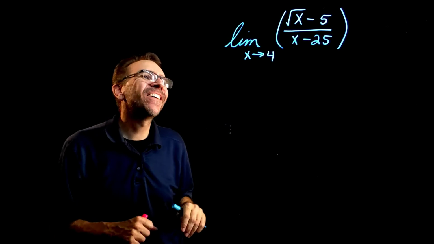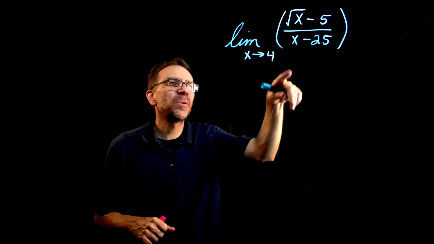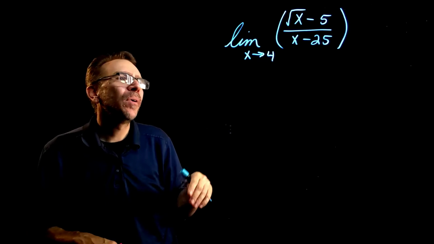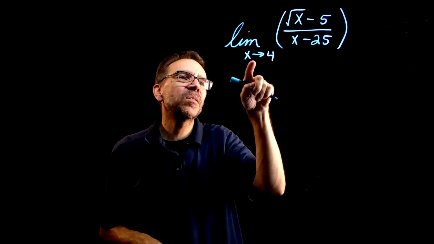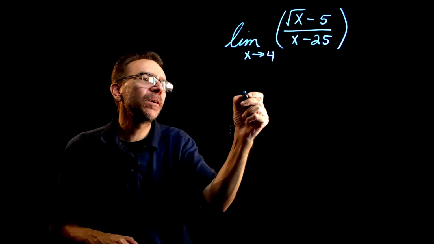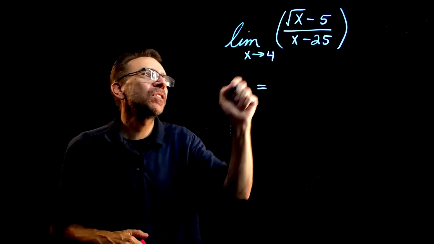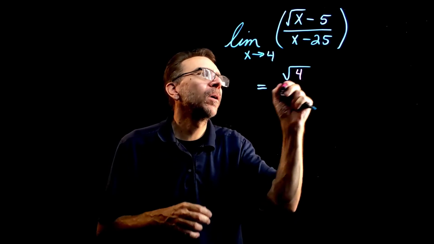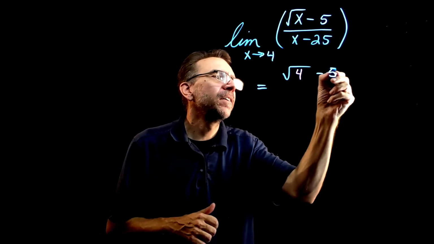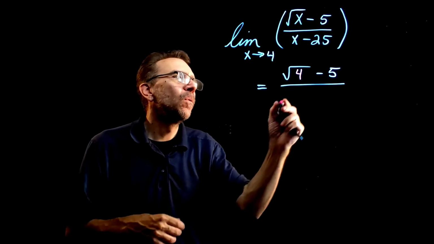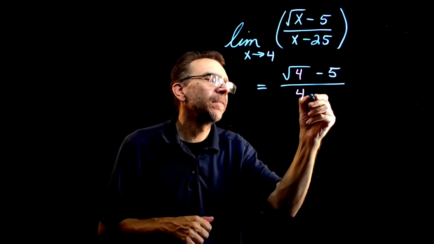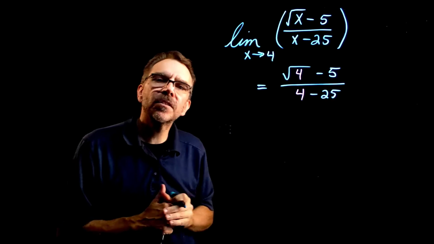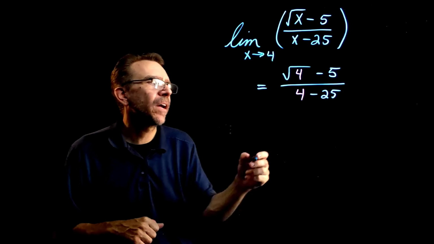Okay, so you can see here we have another one. This one's a rational expression. It's got a square root in it. But here, we're taking the limit as x approaches 4. So here we'll do the direct substitution. We'll just substitute 4 in and see what happens. So we have the square root of 4 minus 5 over 4 minus 25. Right? Just do the direct substitution here and then simplify.